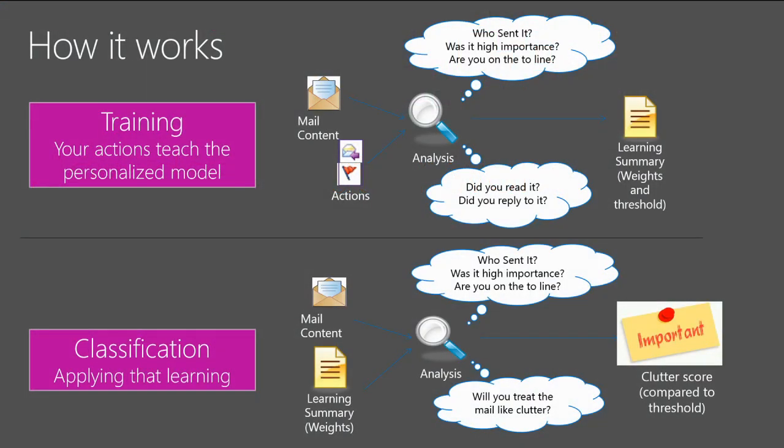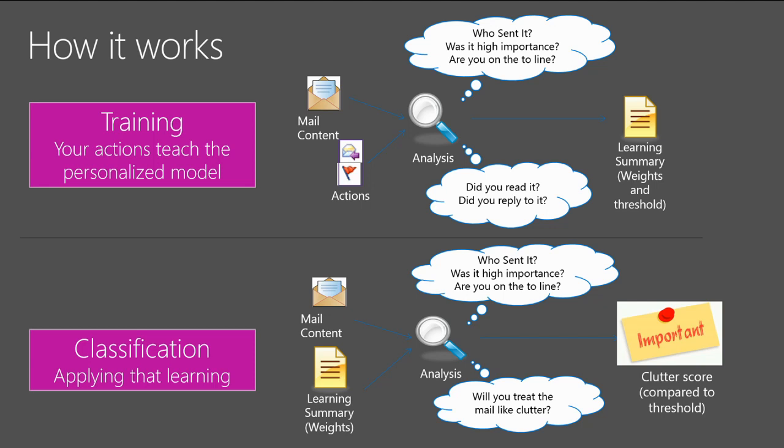Okay, so what does it do? You basically have two sets of operations that happen. There's a personalized model that gets developed, and that personalized model is applied towards all of the email that comes in. So at the very high level. And what is this personalized model?